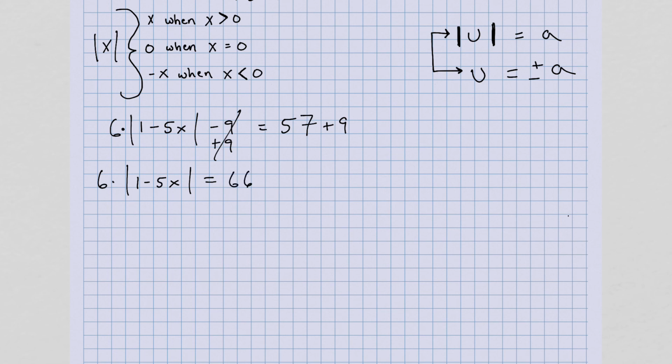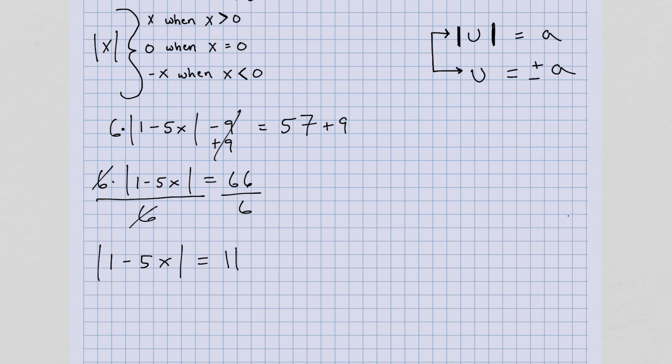Next, this 6 is being multiplied against this absolute value. To get rid of the 6 being multiplied, we do the opposite operation: we divide by 6 on both sides. Remember, whatever you do to one side of the equation, you have to do to the other. That cancels it out over here, so we're left with the absolute value of 1 minus 5x equals 11, since 66 divided by 6 equals 11.